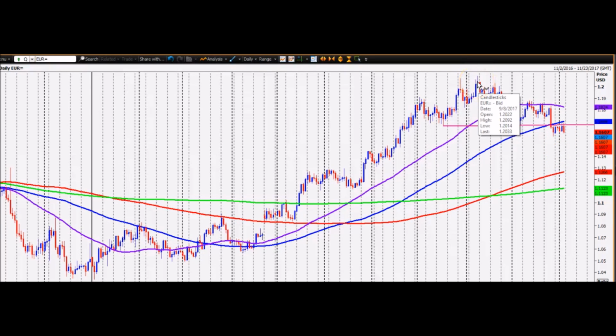What's the measured target? You take the high 120.92, you take the low of the right shoulder 116.67, deduct that from 120.92, and you've got your target of around 430 pips from the neckline. So the neckline is at 116.71. You'll be looking at about 112.50, call it 112.40 as your target.